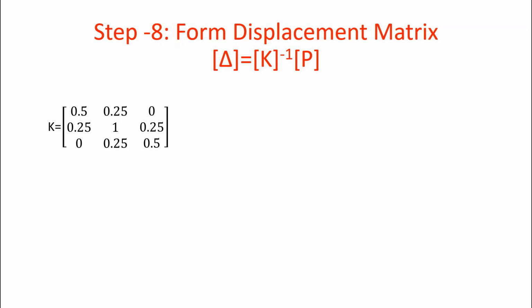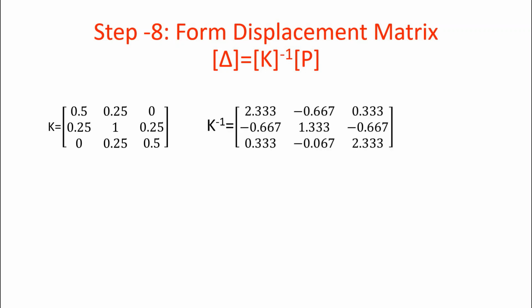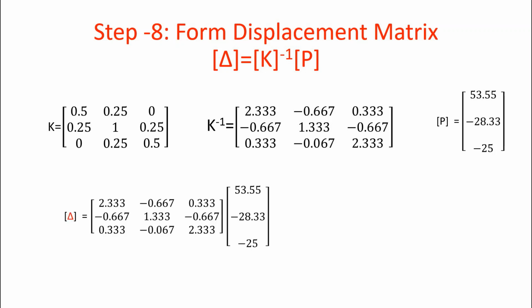We have the K matrix, finding the inverse, and we have the P matrix, the load matrix. Now delta is equal to K inverse P. And what is this delta? Delta is the displacement corresponding to each global coordinate.